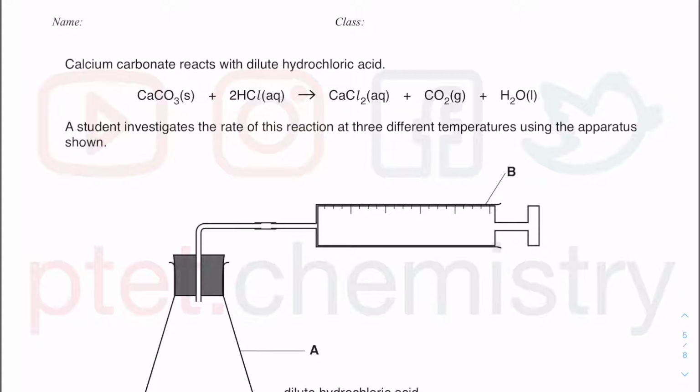So in this first example of studying practical methods of studying rate of reactions, we have calcium carbonate reacting with dilute hydrochloric acid. Calcium carbonate is your marble chip, hydrochloric acid is in aqueous state, and it's going to produce calcium chloride. This is your metal salt. Metal carbonate plus acid gives you metal salt, carbon dioxide gas, as well as H2O liquid.